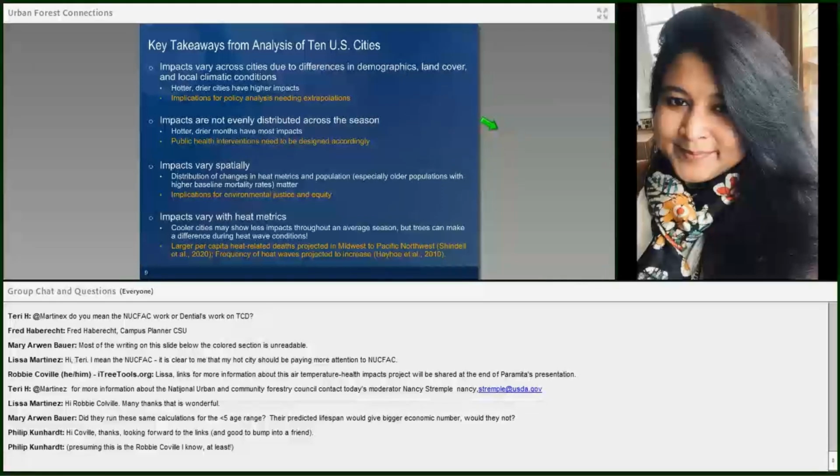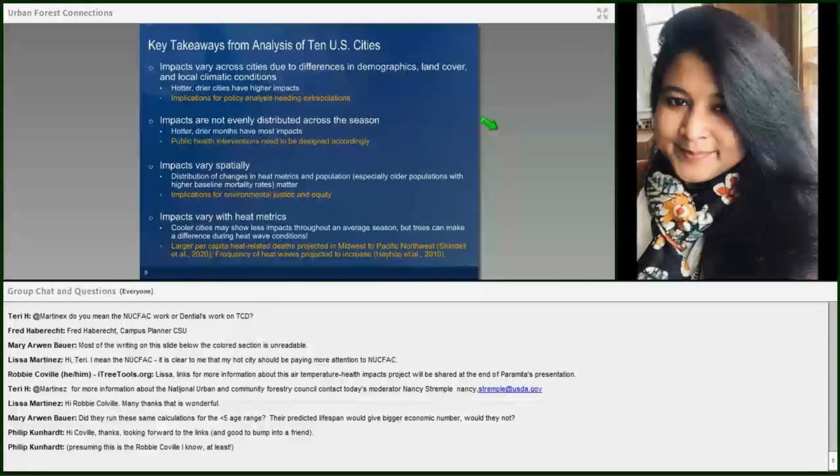And so this certainly has a lot of policy implications, because you need to figure out what the factors are in each city if you want to start doing extrapolations, if you have to do extrapolations. It's not ideal to be doing them, but if you have to, you need to think about the factors. And so the study points to some of that. And then the other thing is the impacts are not evenly distributed across the season. Hotter, drier months have most impact, and therefore public health interventions need to be designed to address that.